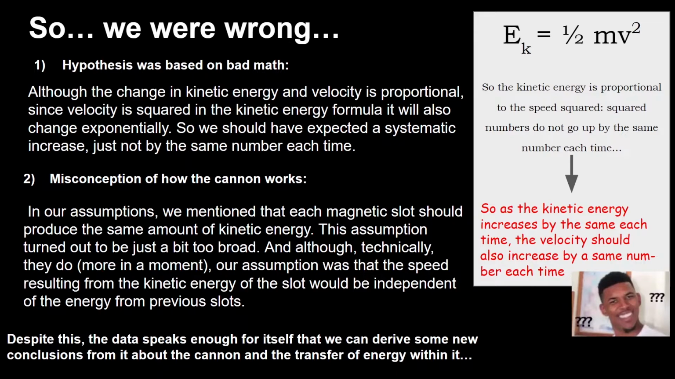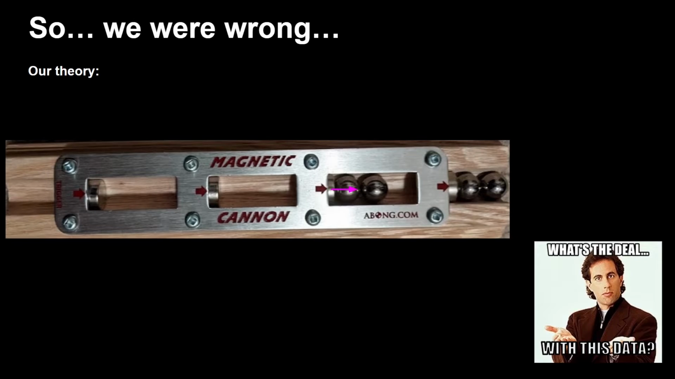Despite our slightly messy hypothesis, the data speaks for itself when it comes to all the things that we can learn from it. So we were able to derive quite a few conclusions from the data about the cannon and the transfer of energy in the cannon. This transfer mostly has to do with something that we kind of ignored in our hypothesis, which is conservation of energy. So if you have your trigger bearing being placed into this cannon, it's going to accelerate towards the magnet, like we mentioned, and it's going to hit that magnet with a certain amount of momentum.